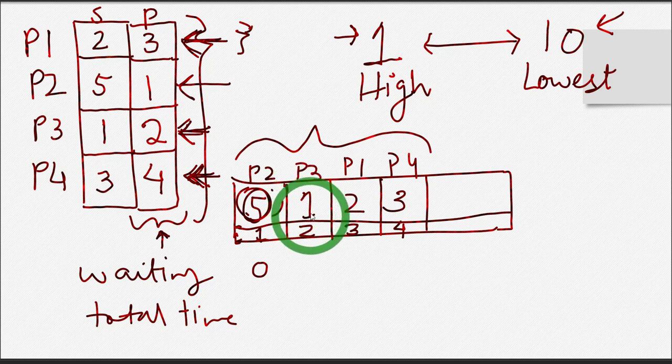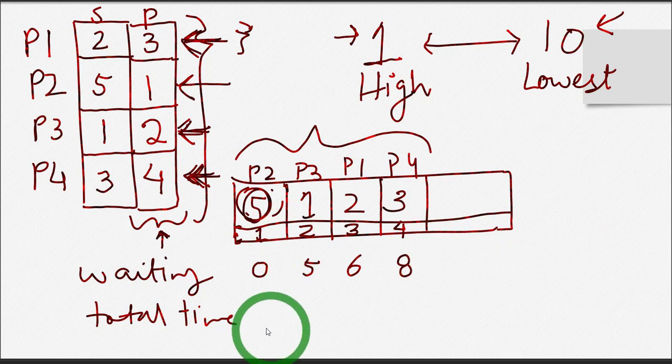The second process, which is actually P3, will run second. Its waiting time will be 5. The waiting time of the third process, which is P1, will be the sum of these two processes, so 5 plus 1, a waiting time of 6. The waiting time of the fourth process, P4, will be equal to the sum of these three processes, which is 5 plus 1 plus 2. So 5 plus 1 is 6, plus 2 is 8. So it will have 8.